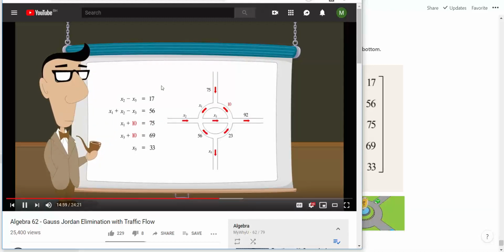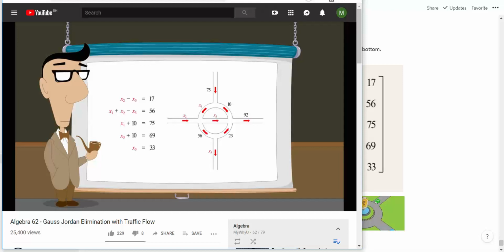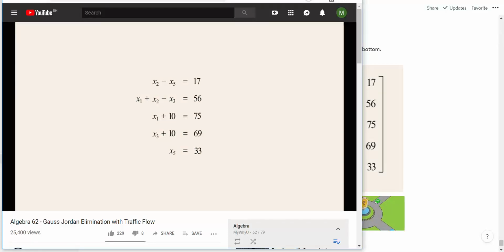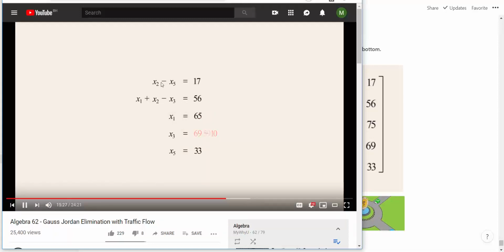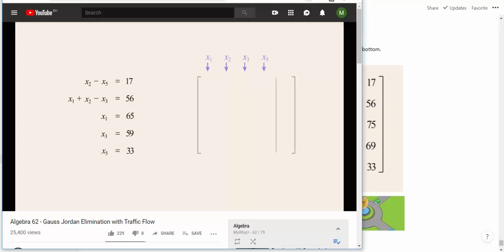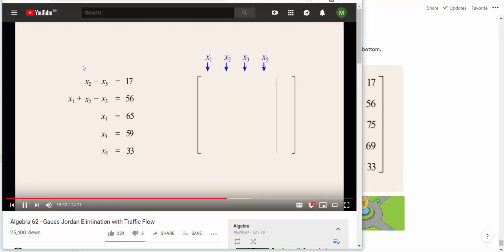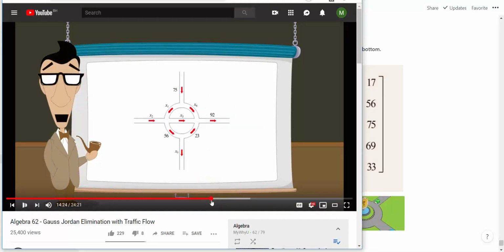Now let's see what happens when we solve this system of 5 linear equations in 4 variables, x1, x2, x3, and x5. We first simplify the equations containing more than one constant by combining the constants. The system of equations can now be put into matrix form.